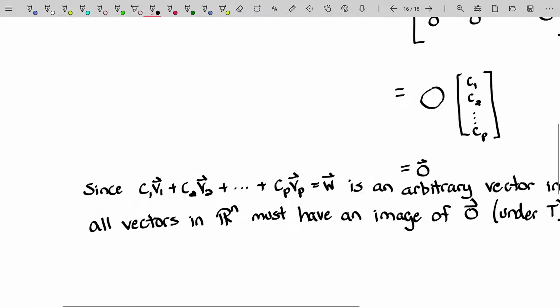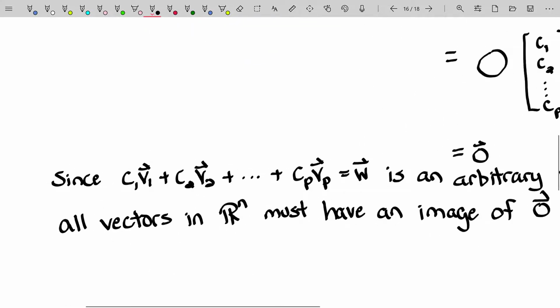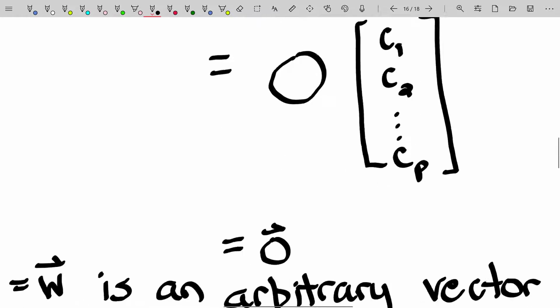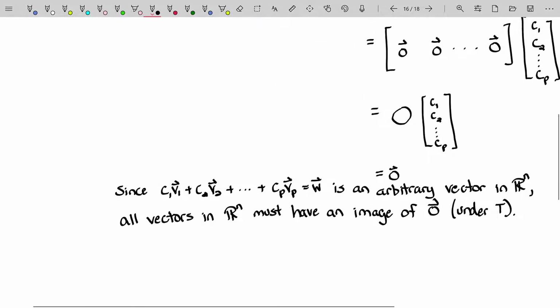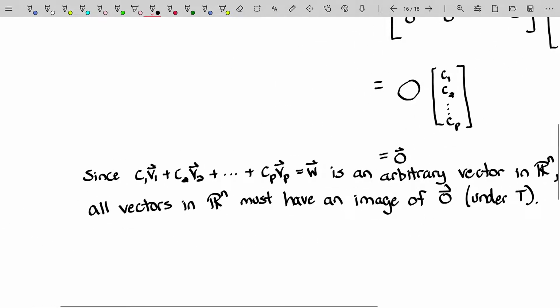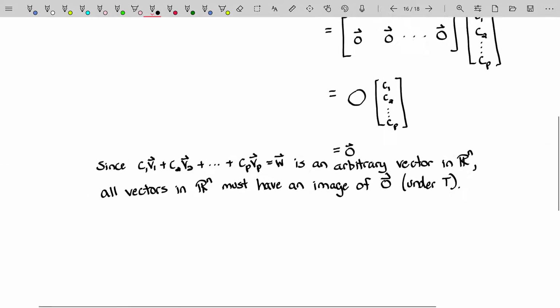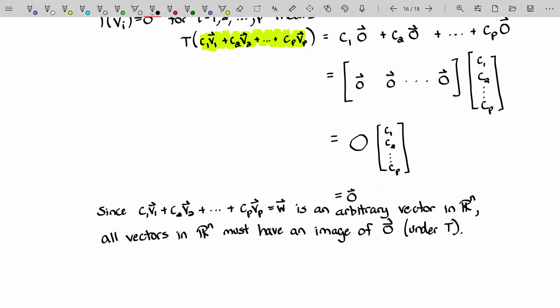Since that linear combination, which is equal to that vector w, is an arbitrary vector in Rn. It's just a random vector. We did not say it's 1, 1, 3, 8 or something like that. It's an arbitrary vector. And since that arbitrary vector mapped to 0, well then, all vectors must map to 0. All vectors in Rn must have an image of 0 under the linear transformation. Again, we kept it very arbitrary.